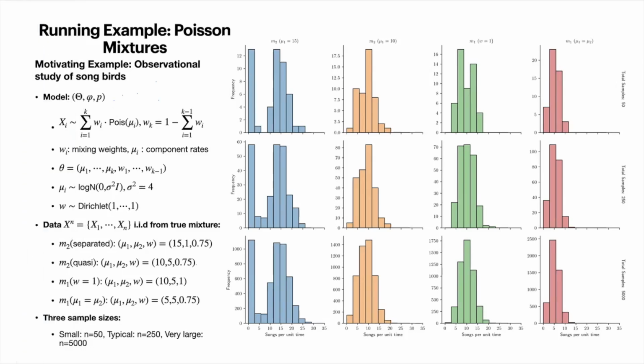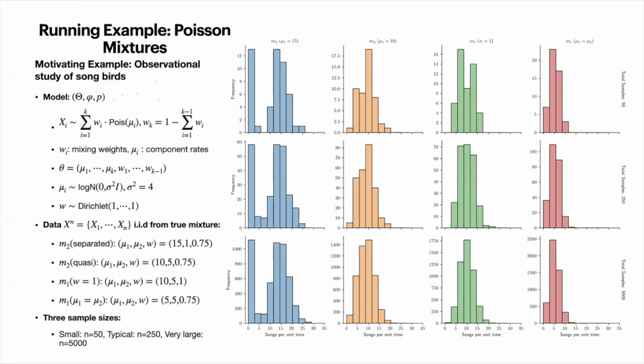As you can see on the left-hand side, you have a typical triplet model. You have the parameter space big Theta, varphi, that's the prior, and the likelihood function. And we have random variables that we assume are distributed according to some Poisson mixture. A typical example here is an observational study where maybe an observer would sit in a park and try to measure or identify the species of singing birds. So they would record the frequency of singing.